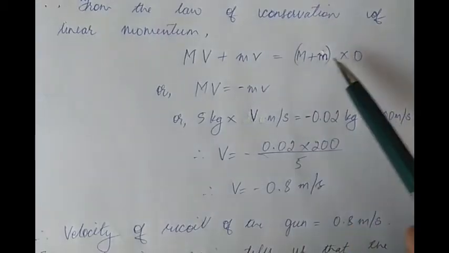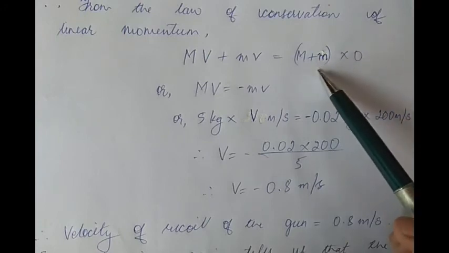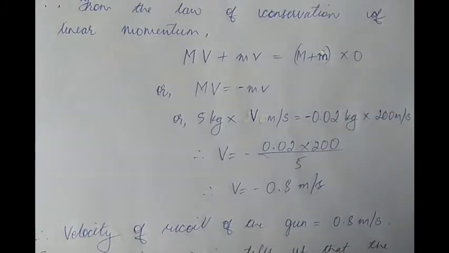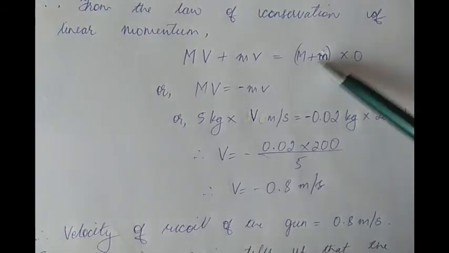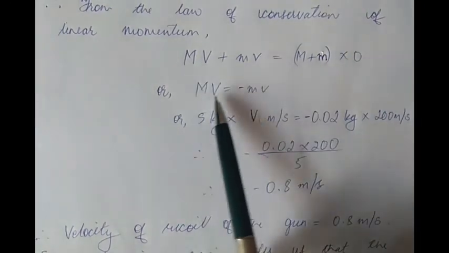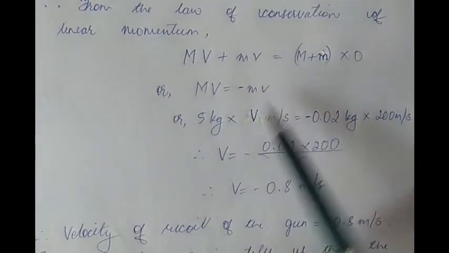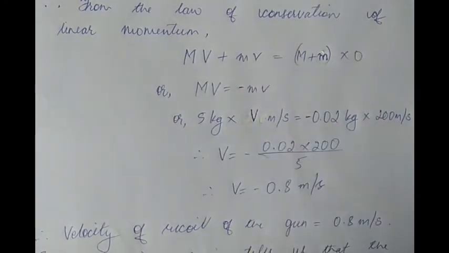It is equal to the momentum of the gun and the bullet together before the bullet gets fired, of course, because the velocity of both the bullet and the gun before the bullet is fired is 0, which means the right hand side is 0. Therefore, we get capital M into capital V is equal to minus mv. Then after we substitute the values, you can check the mathematics, we get capital V is equal to minus 0.8 meters per second. So this tells us that the velocity of recoil of the gun is 0.8 meters per second, and the minus sign tells us that the velocity of recoil of the gun is opposite to the direction of movement of the bullet itself.